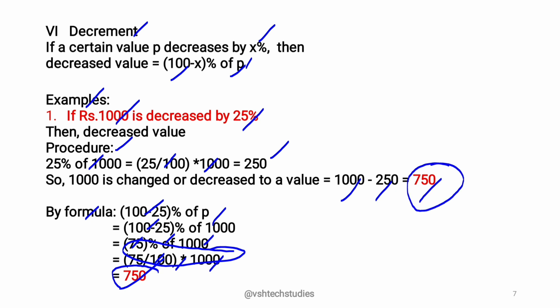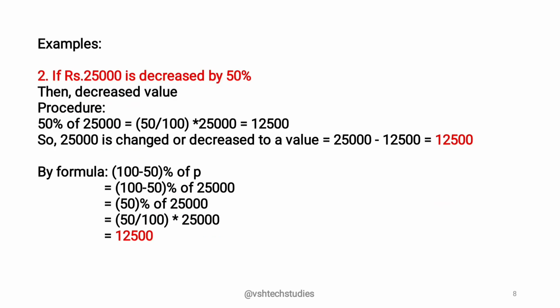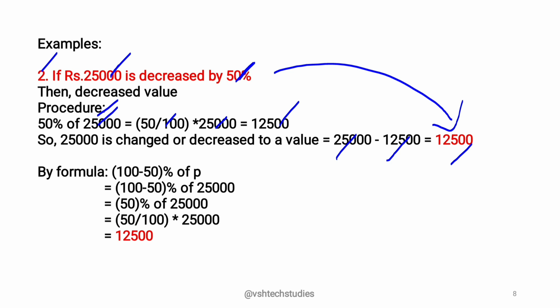So both the answers are same here, following the procedure and using the formula. Considering example 2. Suppose rupees 25,000 is decreased by 50%. So 50% of 25,000 means 50 upon 100 into 25,000, that is 12,500. So 25,000 is decremented by 12,500, which means it has to be deducted. So the remaining is 12,500. So 25,000 when decreased by 50% becomes 12,500. This is as per procedure, following the steps involved in that.